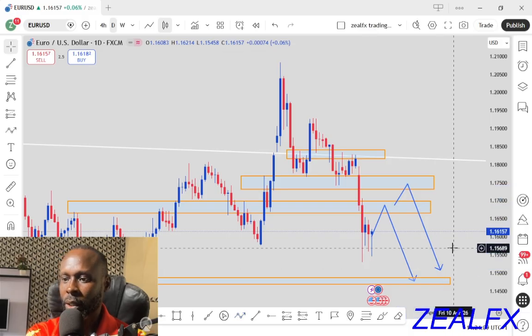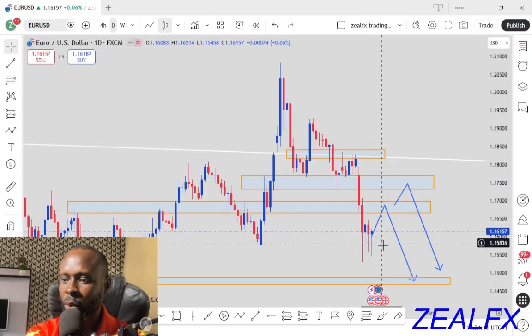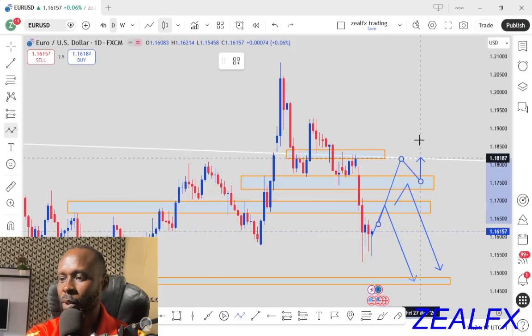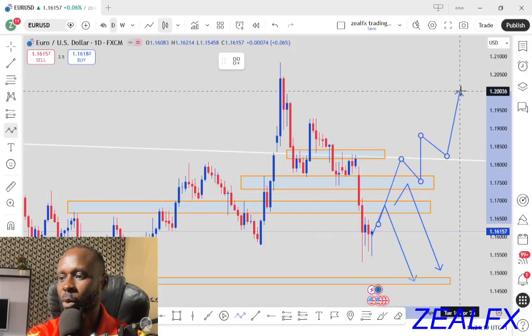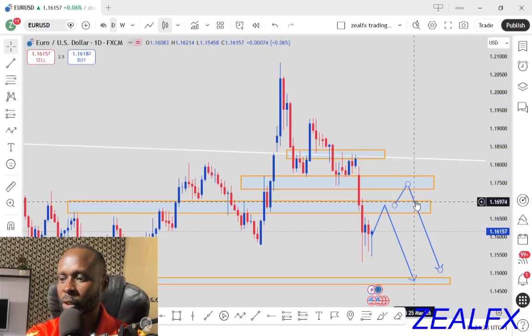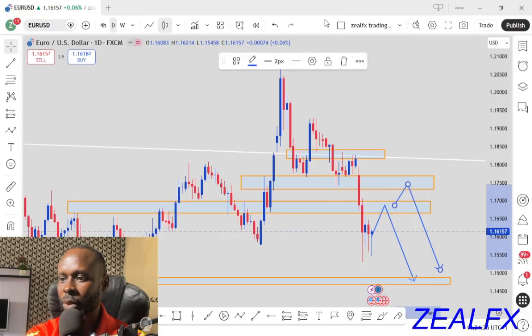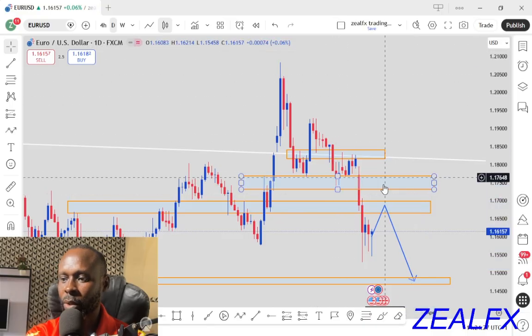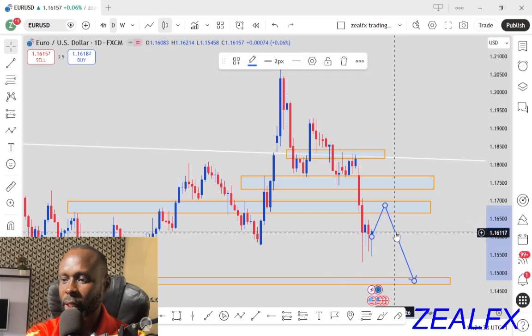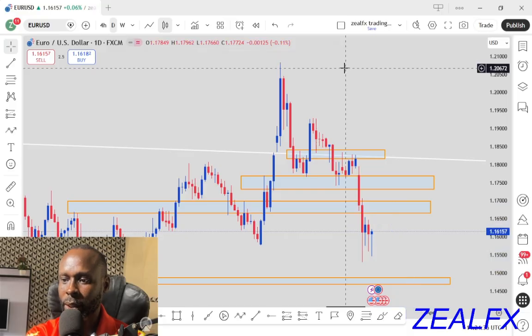So for the buy scenario, we need price to start to create a series of lower highs and a series of higher lows. Then we can start looking for a buy opportunity for Euro to the top. So as long as price keeps creating a series of lower highs, our trend on Euro USD remains a downtrend. So we have to look for selling opportunities from this key level on the Euro USD. So let's look at the weekly chart of the Euro USD.